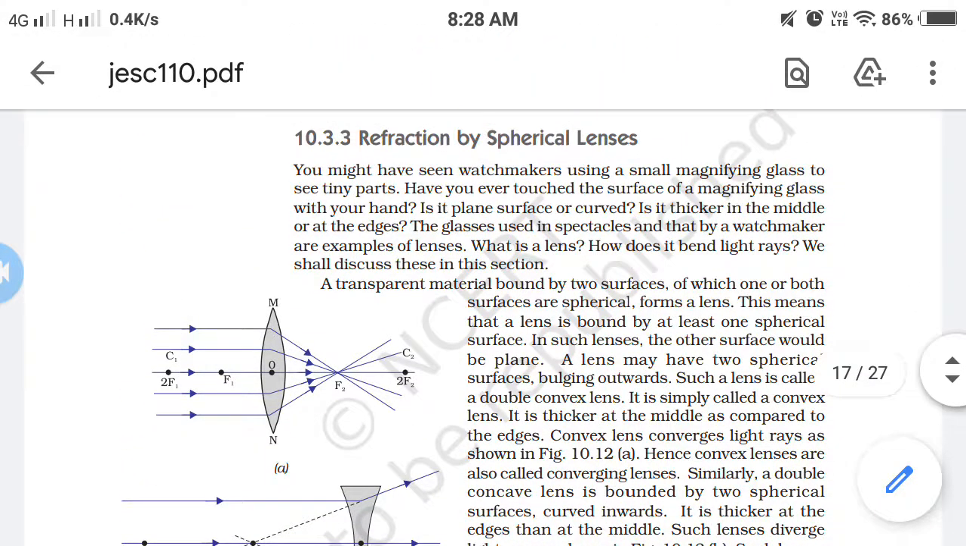Good morning, friends. Today we'll discuss refraction by spherical lenses. So first, what is a lens, or how do we define a lens? A transparent material bounded by two surfaces, of which one or both surfaces are spherical, forms a lens.